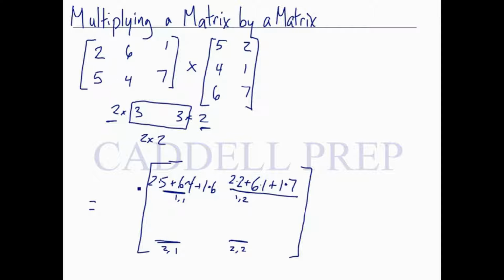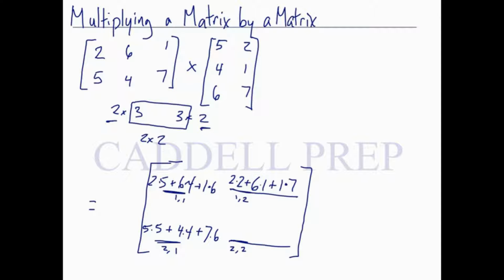Alright, now this spot, second row, first column. So we're going to multiply this second row and this first column. So the first element times the first element, 5 times 5. And the second element times the second element, 4 times 4. Then we're going to add the last element, the third element, by this third element, 7 times 6.